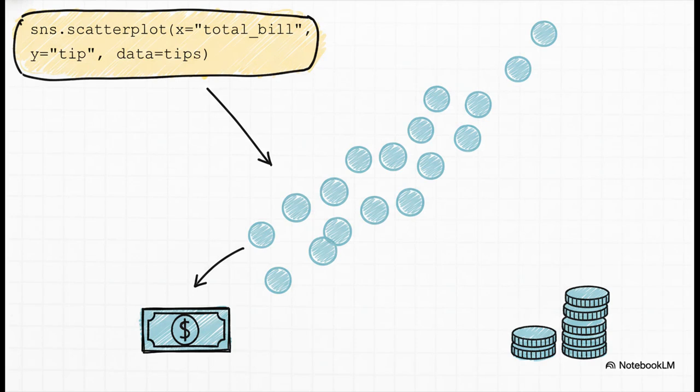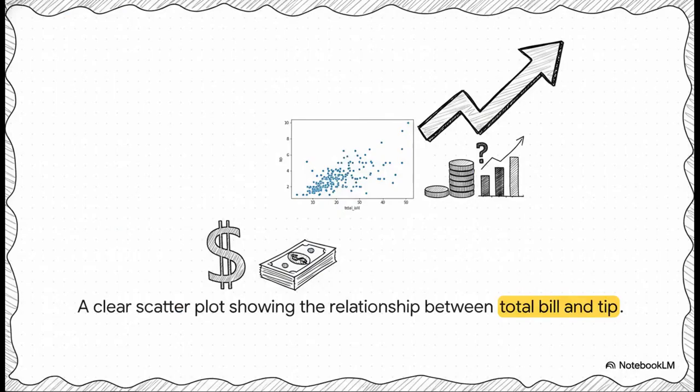A real workhorse of data viz, the scatter plot. This is what you use to explore the relationship between two different numerical variables. And again, the command is so intuitive. You just specify your x-axis, your y-axis, and what data you're using. And there you have it.